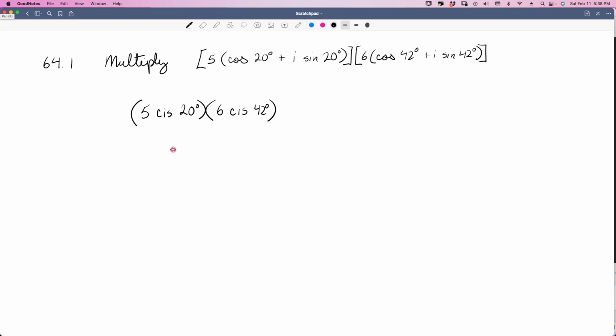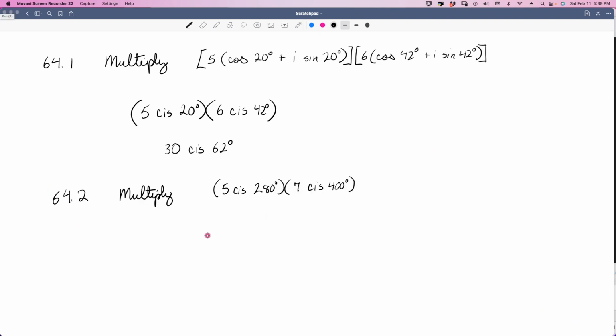So 5 times 6 is 30. We write down CIS. We just carried that over, and we add our degree of measure together. That's all we do. So it looks really hard, but it's extremely simple. That is how we solve this type of problem. So let's do one more.